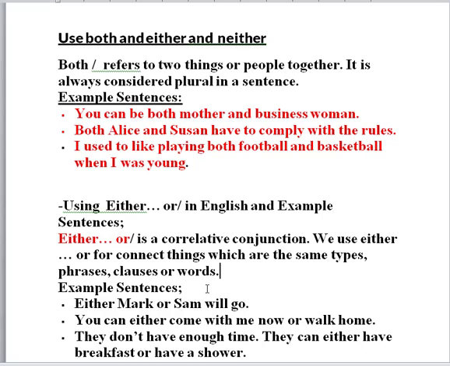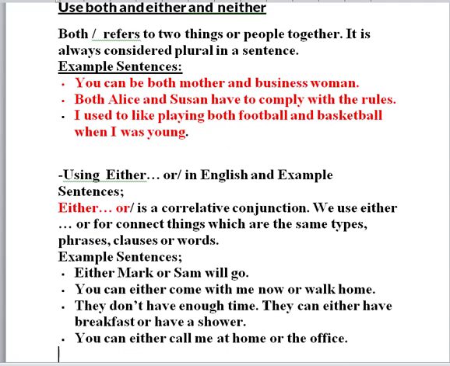Example sentences: Either Marek or Sam will go. You can either come with me now or walk home. They don't have enough time. They can either have breakfast or have a shower. You can either call me at home or the office.